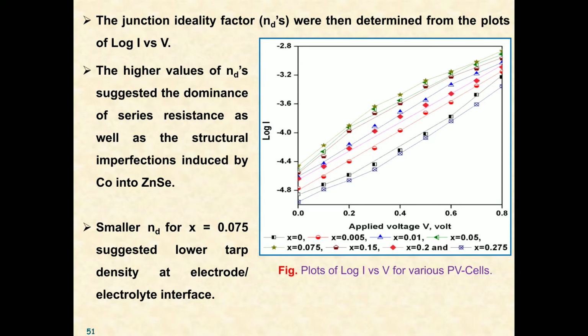The junction ideality factors were then determined from the plots of log I versus V. The higher values of ideality factor suggested the dominance of series resistance as well as the structural imperfections induced by Co into ZnSe. The smaller ideality factor for x equal to 0.075 suggested lower trap density at the electrode-electrolyte interface.